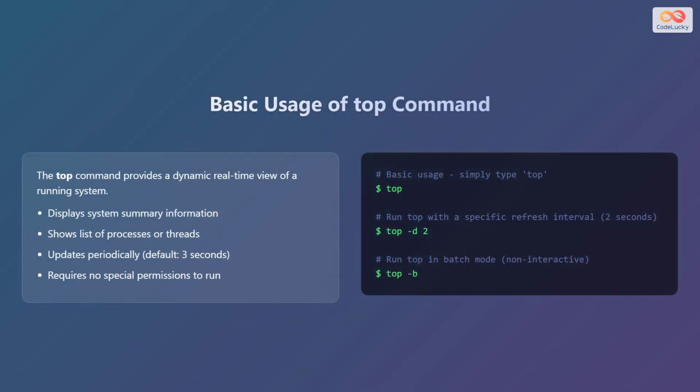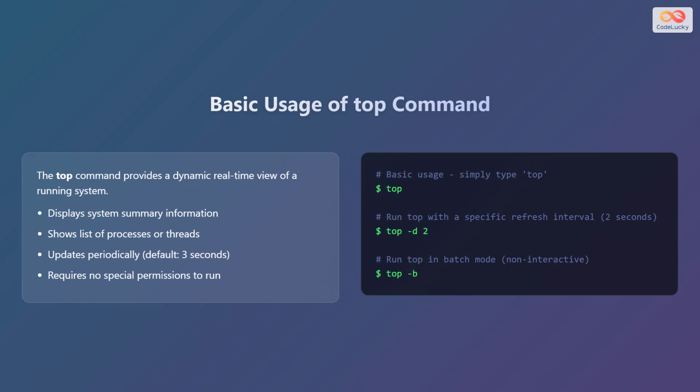The top command provides a dynamic real-time view of a running system. It displays system summary information and shows a list of processes or threads. It updates periodically with a default interval of 3 seconds. And importantly, it requires no special permissions to run, making it accessible to all users. To use the top command, simply type top in your terminal.